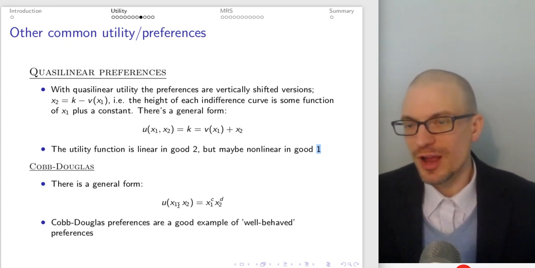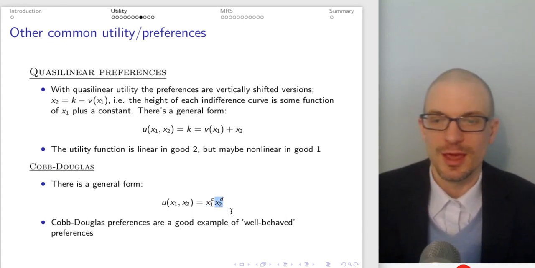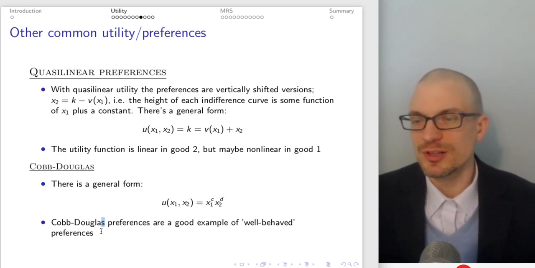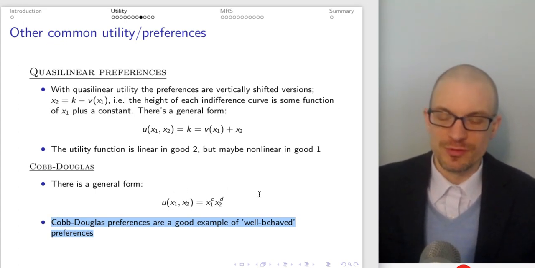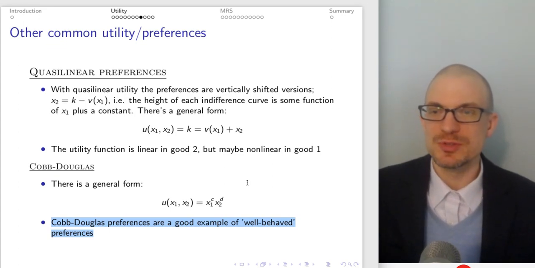And then for Cobb-Douglas, this is a more general form of what I had before. It's the amount of good 1 to the c power times the amount of good 2 to the d power. And previously I had c and d equal to 1. But Cobb-Douglas preferences give us a good example of well-behaved preferences where more is better than less and averages are preferred to extremes.